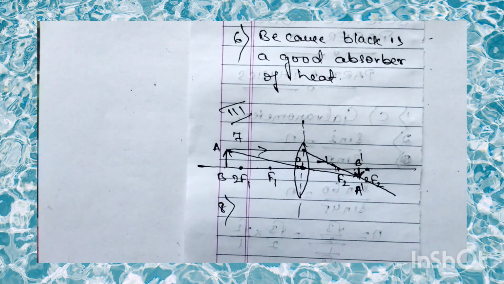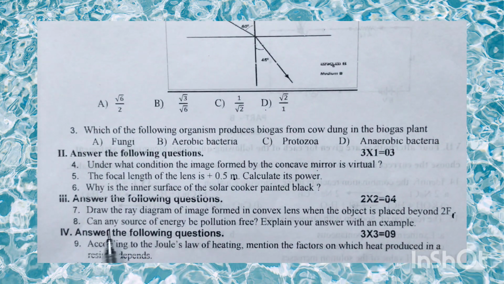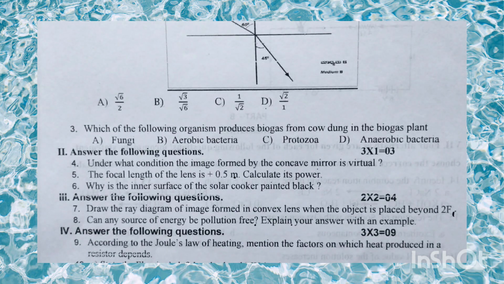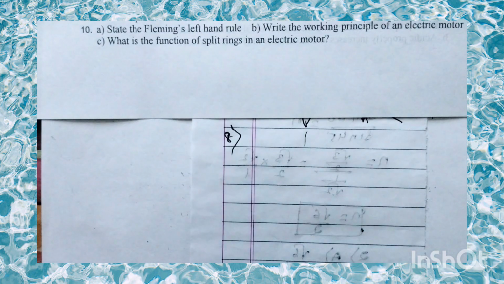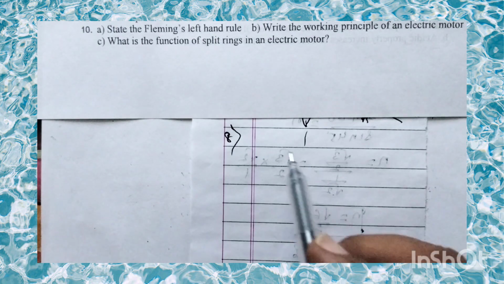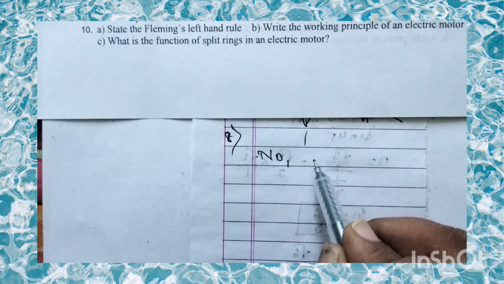Now let us answer the eighth one. The eighth question is, can any source of energy be pollution free? Explain your answer with an example. So now let us answer this question. There are two questions here. One asks, can any source of energy be pollution free? So for that one the answer is no.